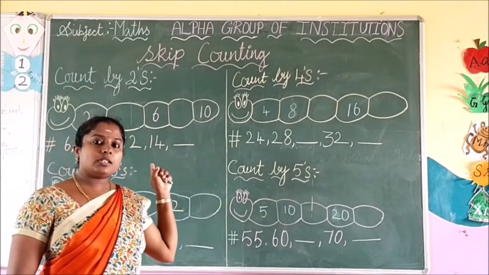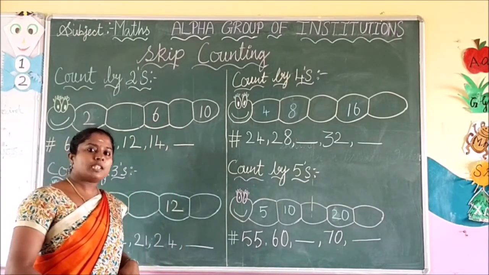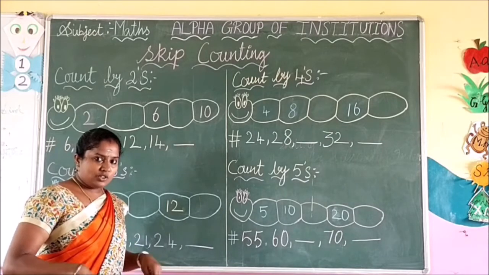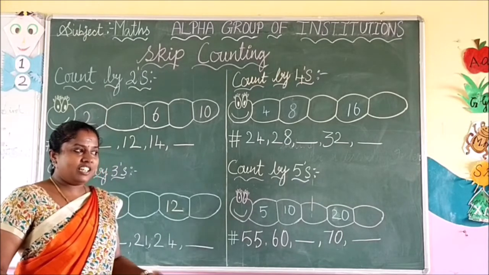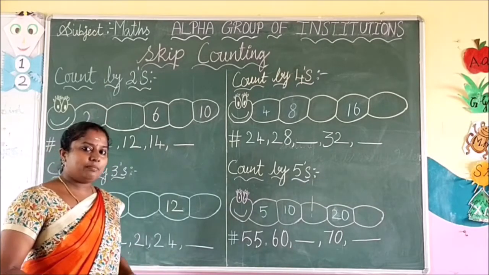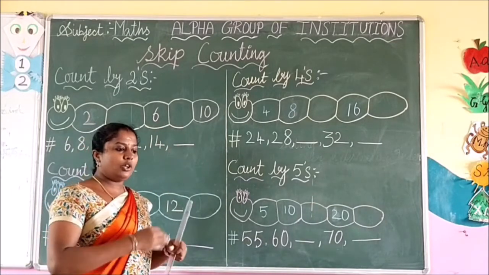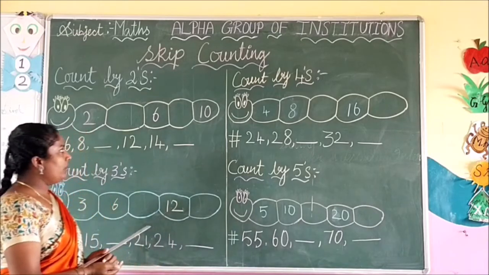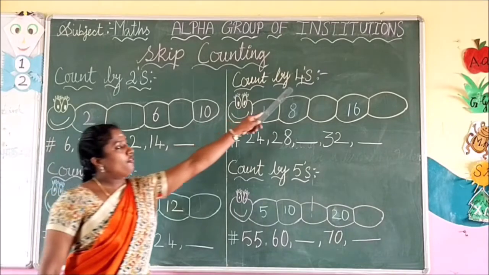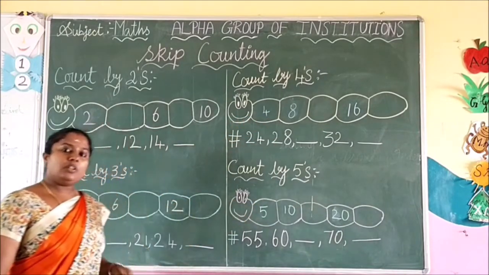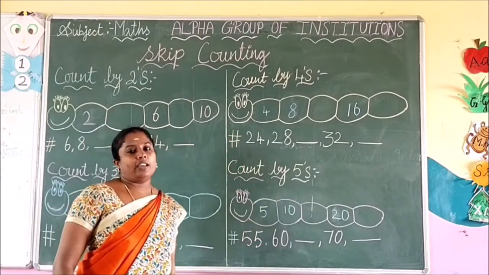What are we going to see today? Skip counting. What is skip counting? What is skip? Skip means we used to skip the homework. We used to skip the lunch. If we didn't like something, we used to skip. That means we leave that. Likewise, we are going to skip the counting. We are going to leave the counting by 2s, 3s, 4s, 5s. We are going to see today's skip counting by 2s, 3s, 4s, 5s.